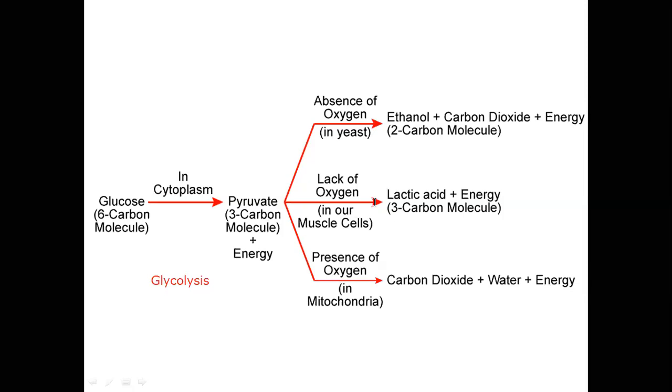And the third case is where oxygen is present. It occurs in mitochondria. Here the pyruvic acid will get converted into carbon dioxide plus water plus energy. This process is aerobic respiration. Understood? This one is aerobic respiration, it will happen in mitochondria. This one is anaerobic respiration. And this one is also anaerobic respiration, but it is also known as fermentation because here alcohol is being formed. We also call this fermentation.